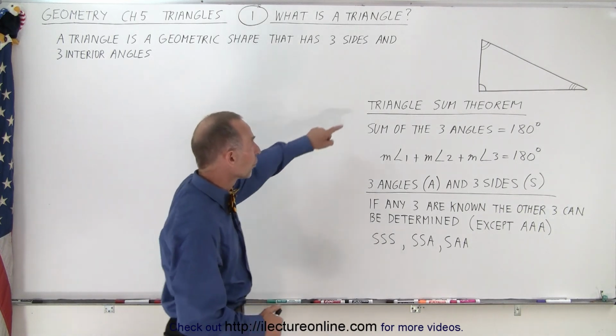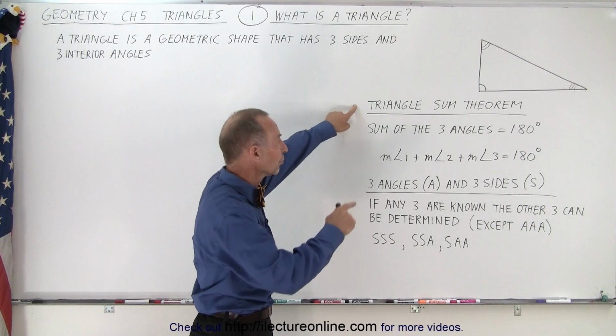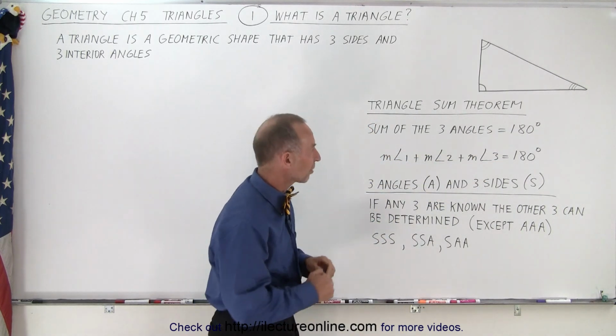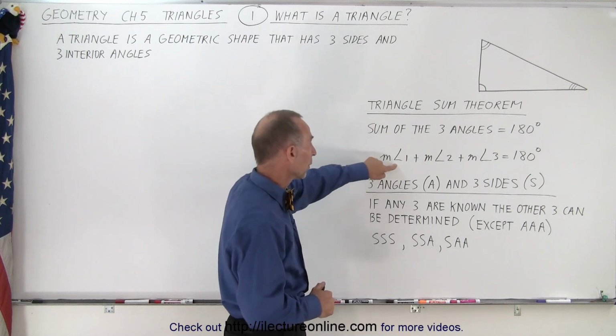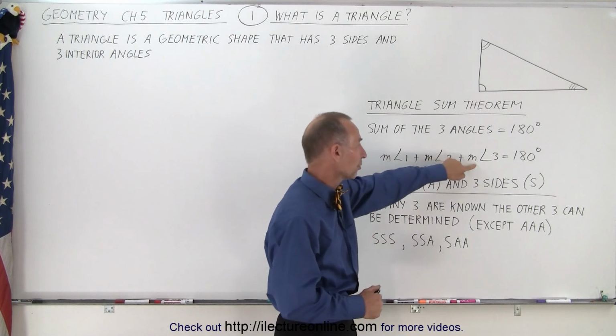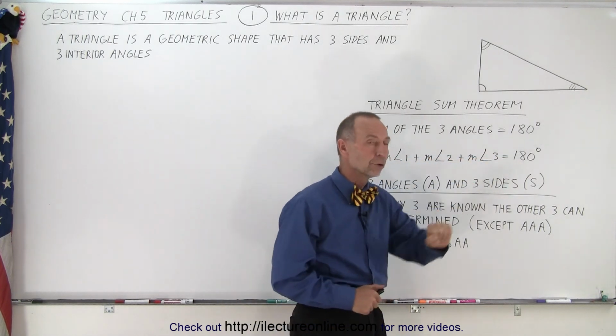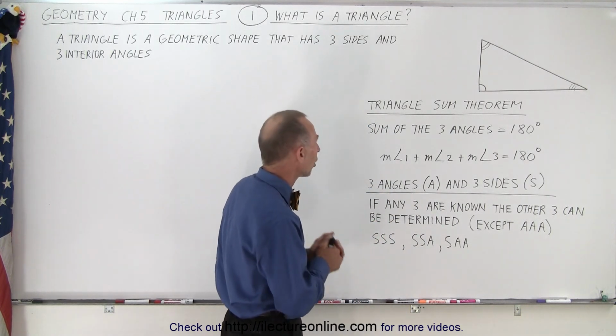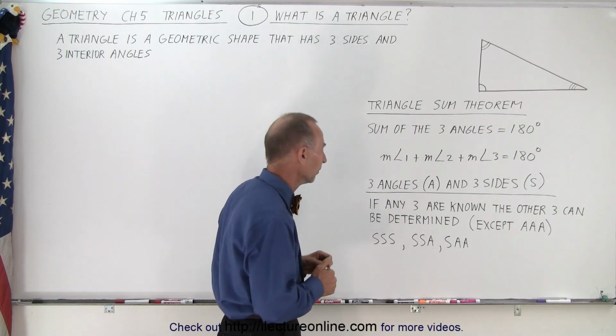First of all, the sum of all the interior angles will always add up to 180 degrees, and that is always. There's no exception to that. So the measure of angle 1 plus the measure of angle 2 plus the measure of angle 3 would always add up to 180 degrees, regardless of the shape of the triangle. That's called the triangle sum theorem.